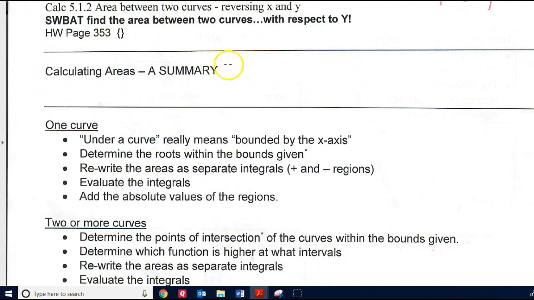Just a brief summary on calculating areas. If there's just one curve, we all know that under the curve really means it's bounded by the x-axis. We find the roots within the given bounds, so we know where the function crosses the x-axis. That allows us to rewrite the area as separate integrals, positive if it's above the x-axis and negative if it's below. We evaluate the integrals separately, and then we add the absolute values of the regions.